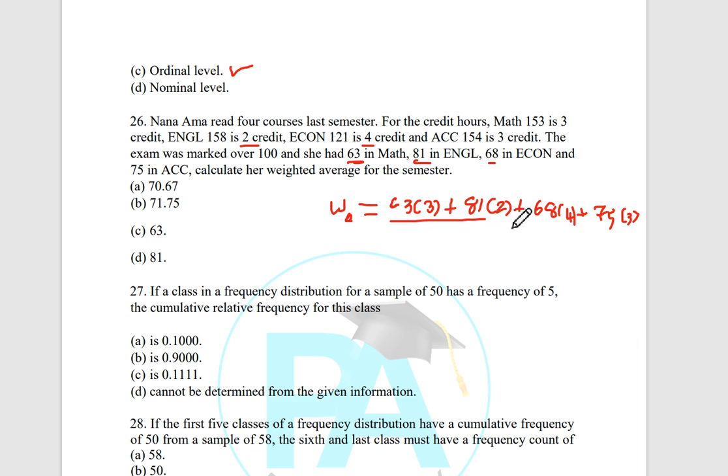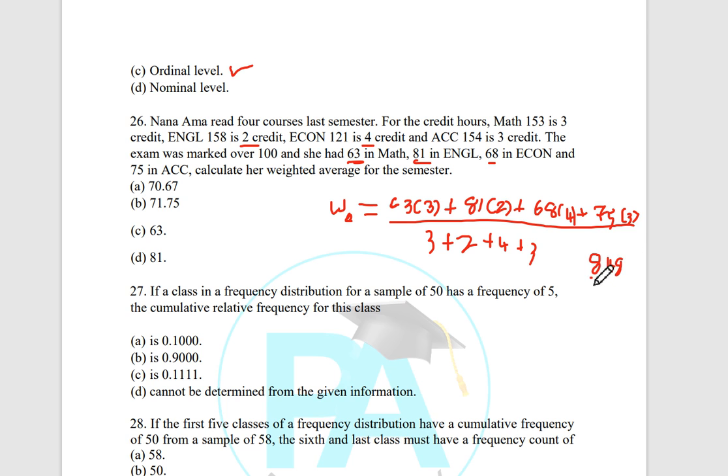So you divide the whole thing by the sum of all the credit hours. So what are the credit hours? So we have 3 plus 2 plus 4 plus 3, right? So when you solve the top, I think you should get 848. If I've made a mistake, you can correct it. Okay, just follow the procedure. 848, I think so.